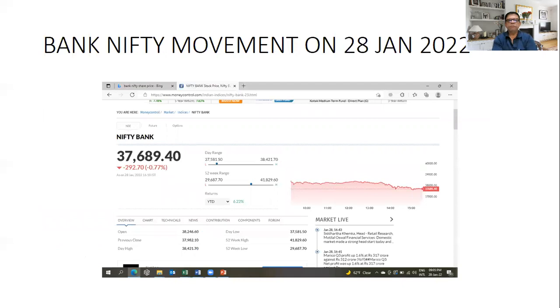Now, this is a Bank Nifty screenshot from today's closing. As you can see, Bank Nifty closed at 37,689. It opened at a higher value, and then gradually it declined at the end of the day. So people made money on both call and put, because when it fell, people sold calls. When it rose, people sold calls, and when it dropped, people sold puts.